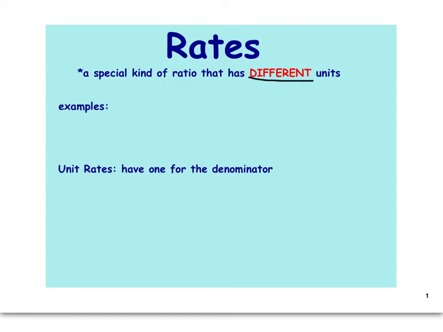You're more familiar with rates than you think. You see them every time you ride in your parents' car, when the speedometer shows the speed that they're going. So let's say we're driving to Holy Ghost and you're traveling 30 miles per gallon, that's a rate that you're using.